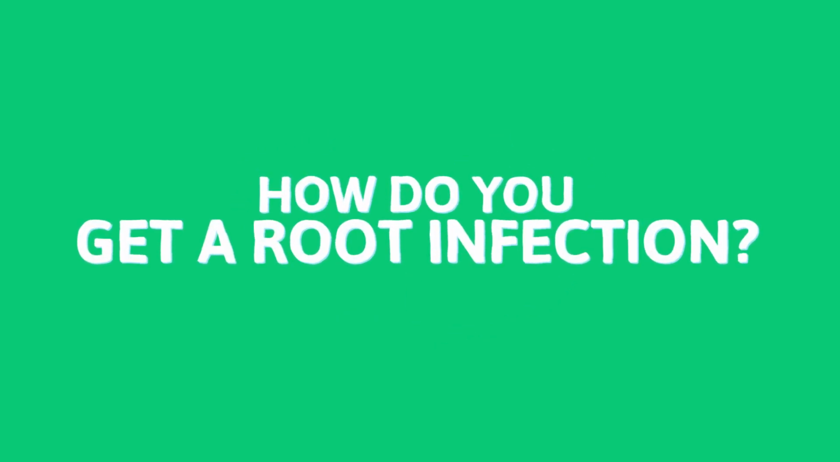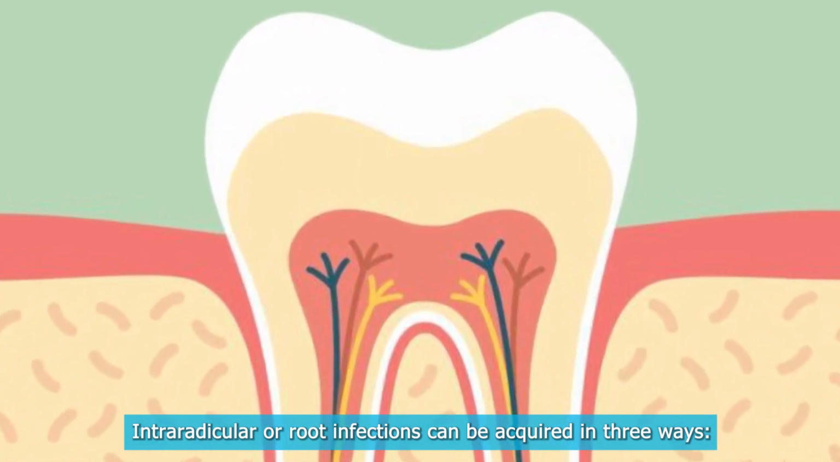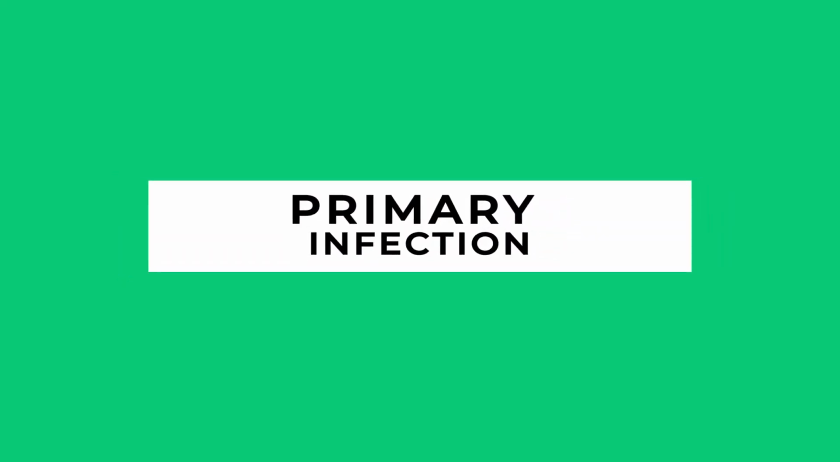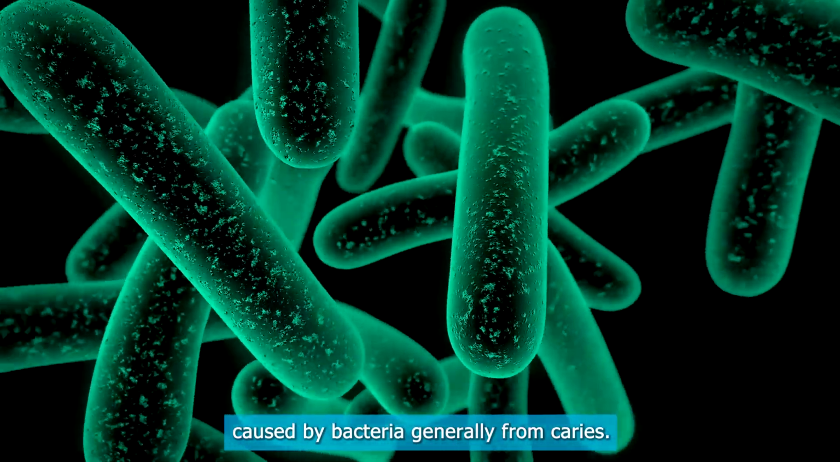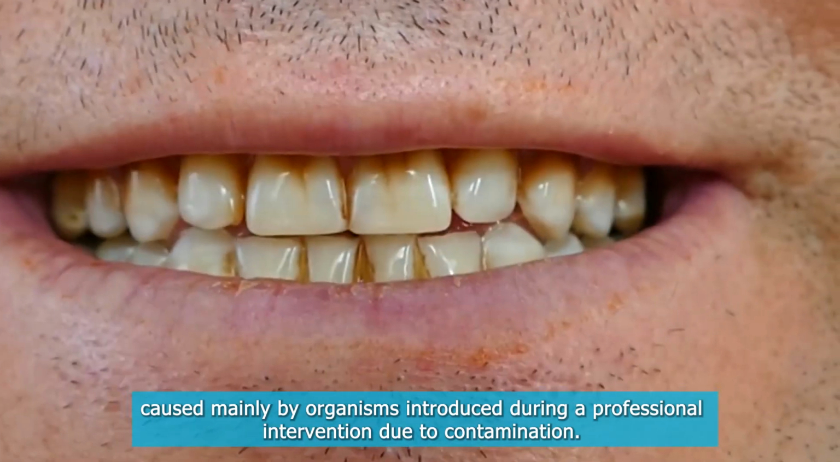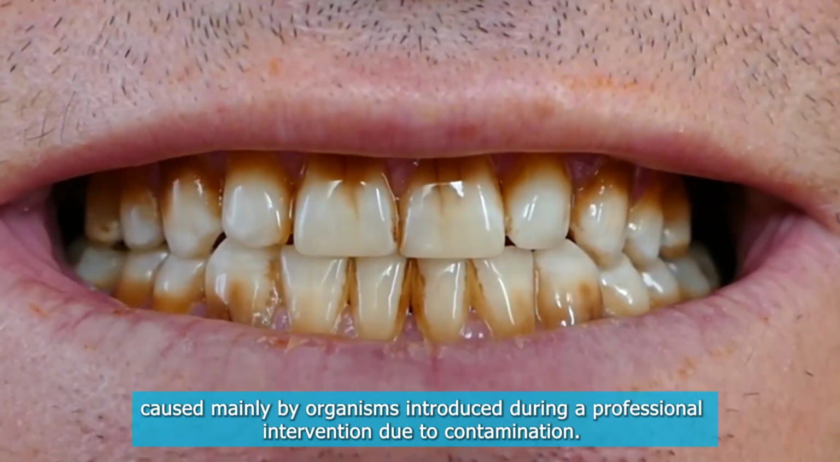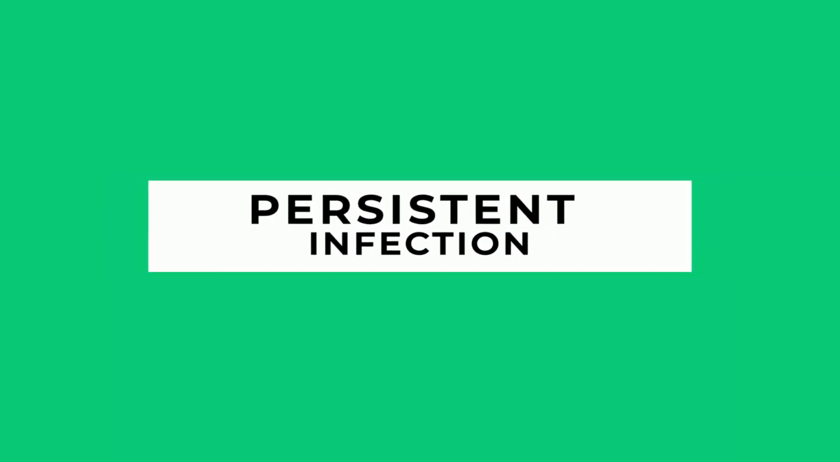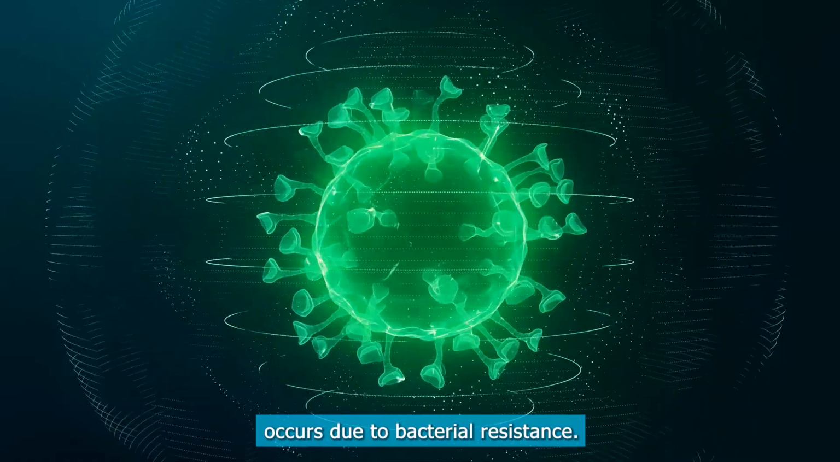And how do you get a root infection? Intraradicular or root infections can be acquired in 3 ways. Primary infection, caused by bacteria, generally from caries. Secondary infection, caused mainly by organisms introduced during a professional intervention due to contamination. Persistent infection occurs due to bacterial resistance.